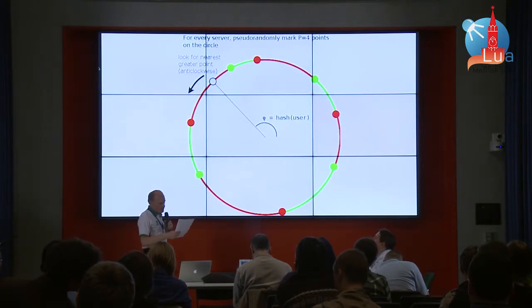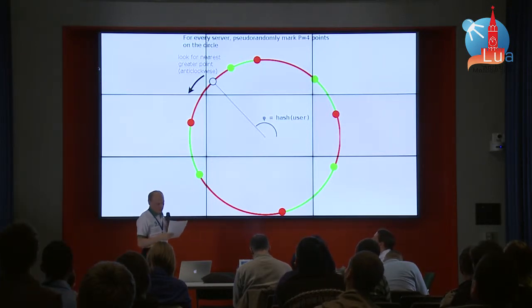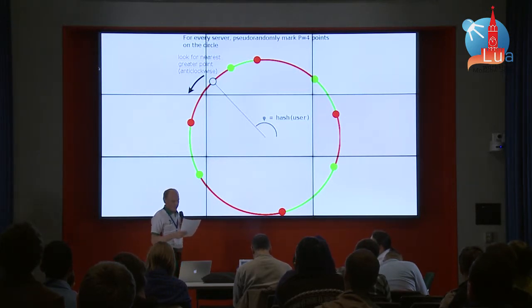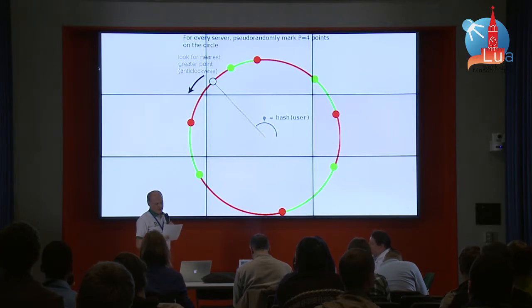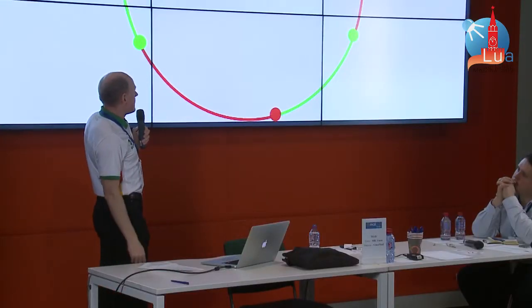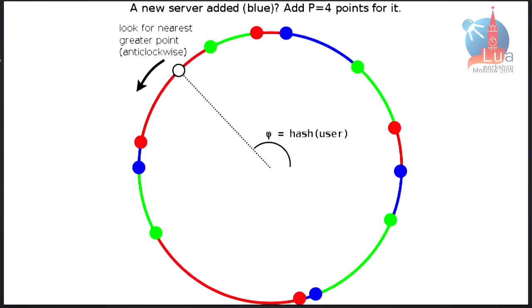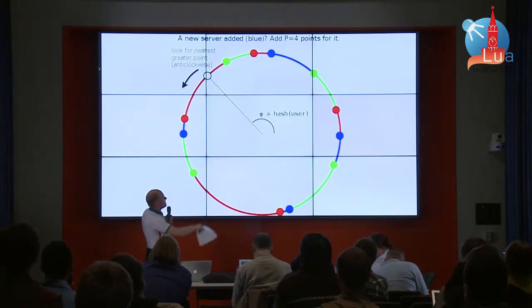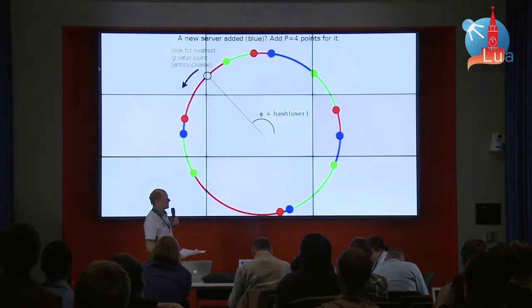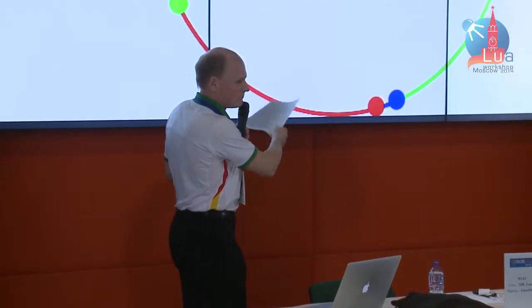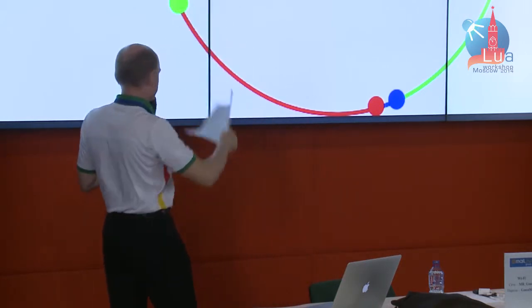The larger the number of points P, and the more even the pseudo-random distribution of the points, the more equal loads the red and green servers will experience. Now, what happens if we add a third server? Suppose it is blue. So we just need to add four blue points on the circle again in a pseudo-random way. And the users whose angle ends up within the blue arc should go to this new blue server, while all the rest go to their respective red or green servers.